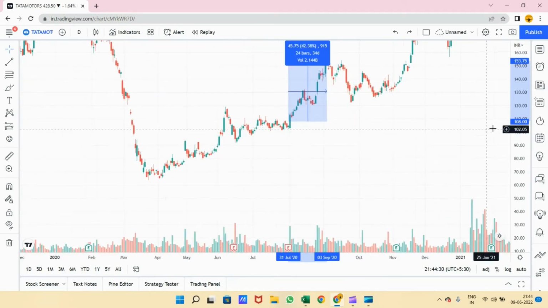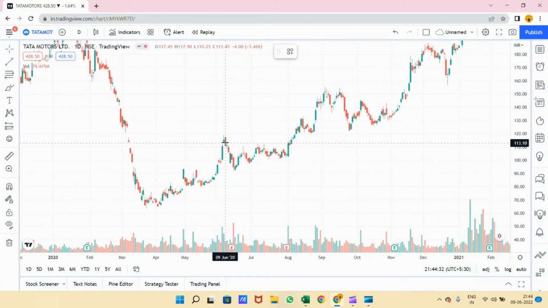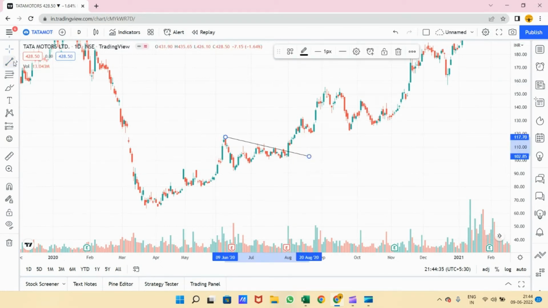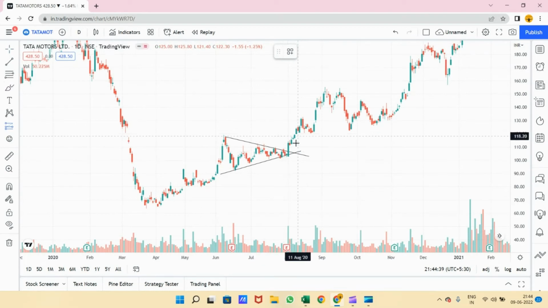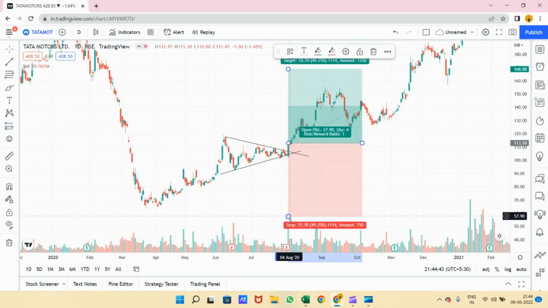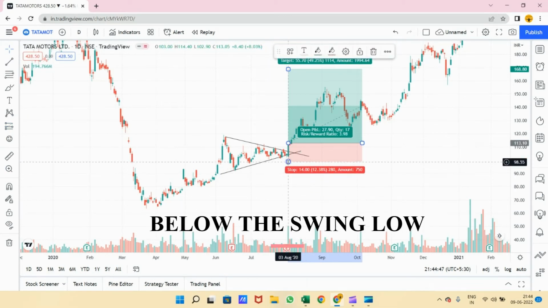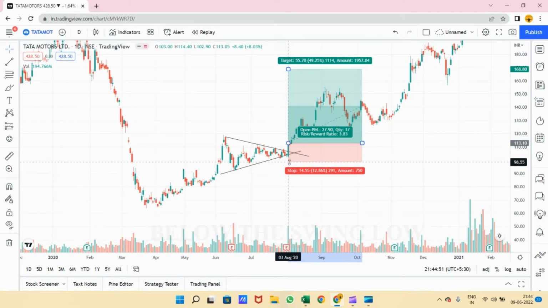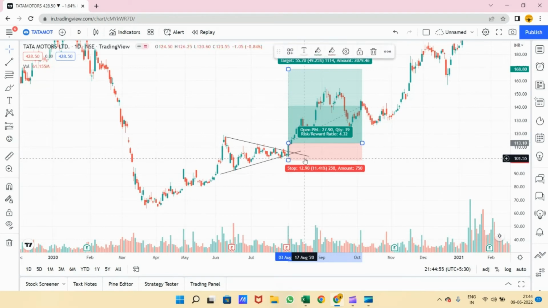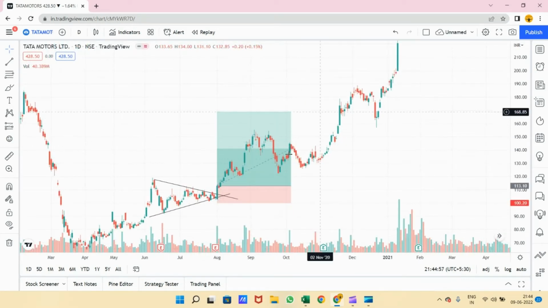So for this pattern, you have to put a very minimal stop loss. Let us assume that you enter after the breakout and the day close. So you put the stop loss behind the swing low, either this swing low or this swing low. It's up to you guys. I put the stop loss below this big swing low, and look at the move, guys.